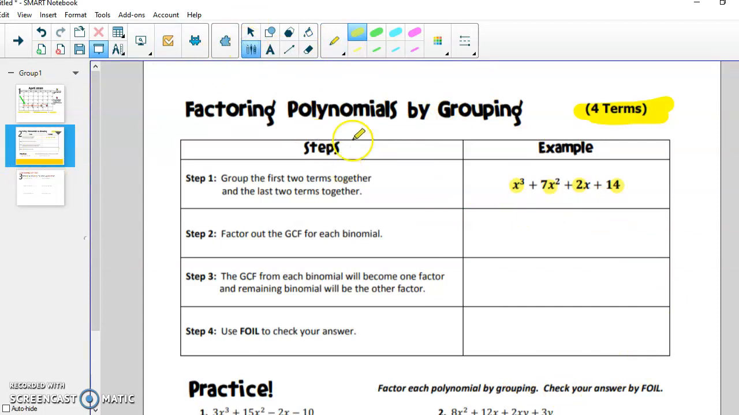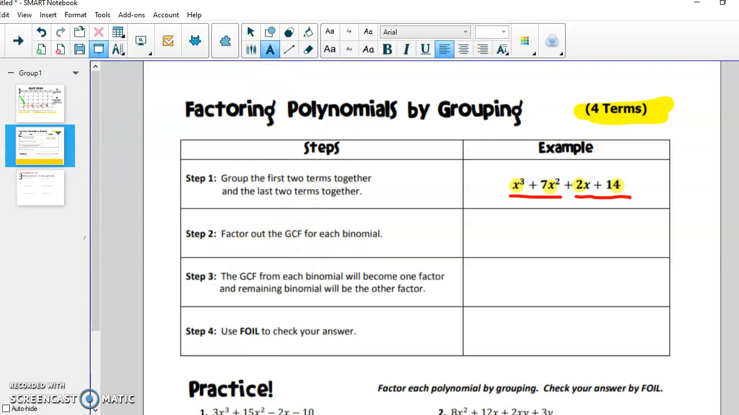Step 1, if we have a 4-term polynomial, we need to group the first 2 terms together and the last 2 terms together. I'm going to do that with my pen, and I'm just going to underline the first 2 terms and the last 2 terms. So I've already done that. The next step asks me to factor out the greatest common factor, GCF. As a reminder, GCF stands for greatest common factor. I'll make a note of that here for us.